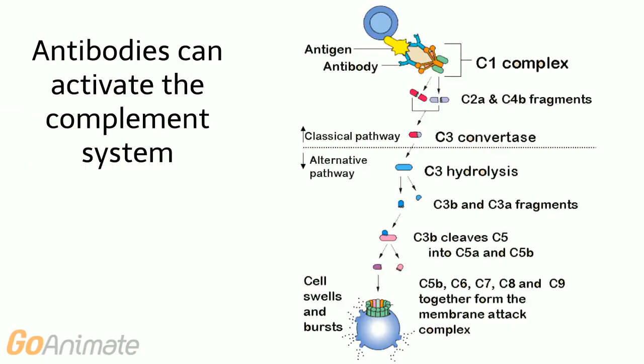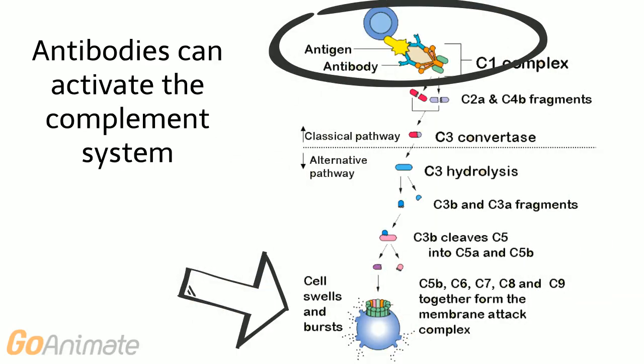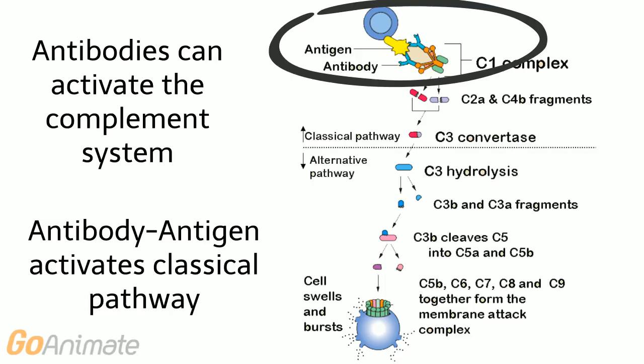IgM antibodies can activate the complement system. The complement system forms membrane attack complexes that drill holes in pathogens. Antibodies activate the complement system by way of the classical pathway.